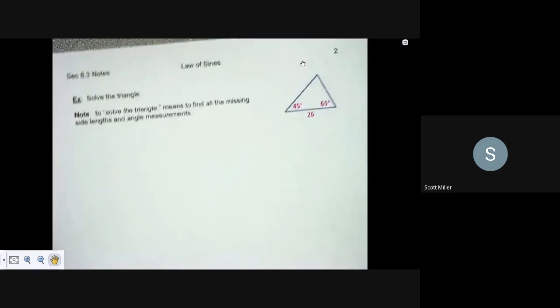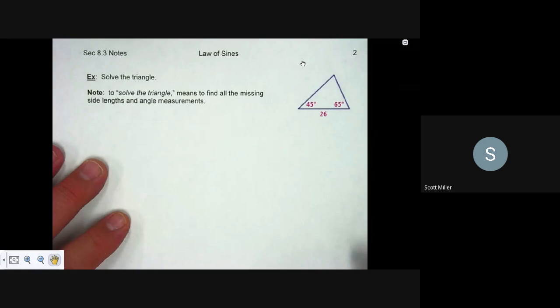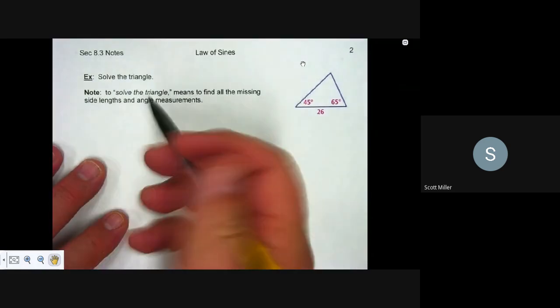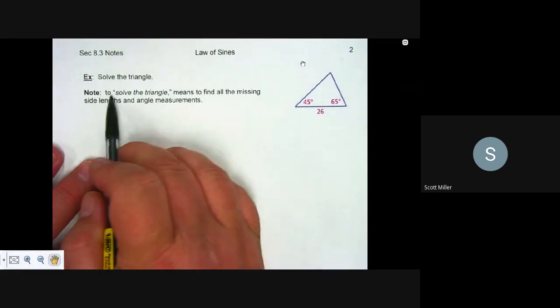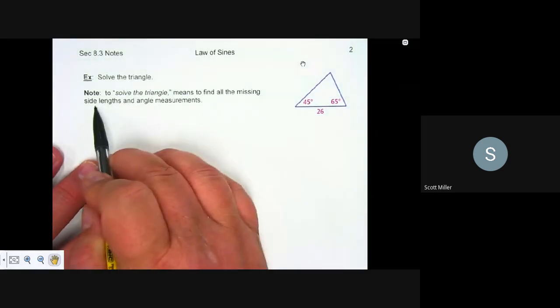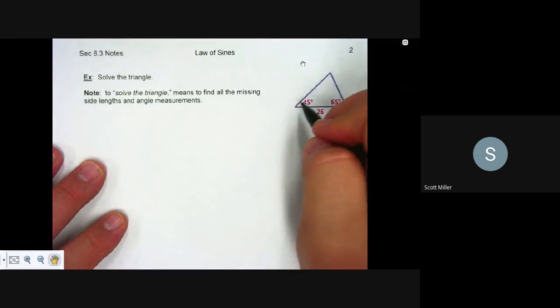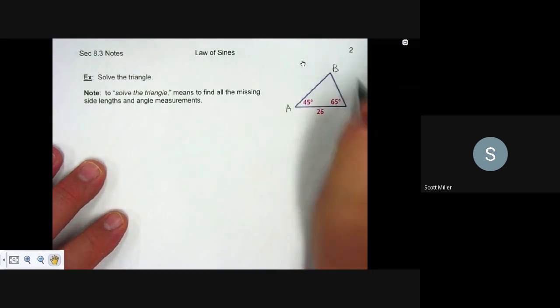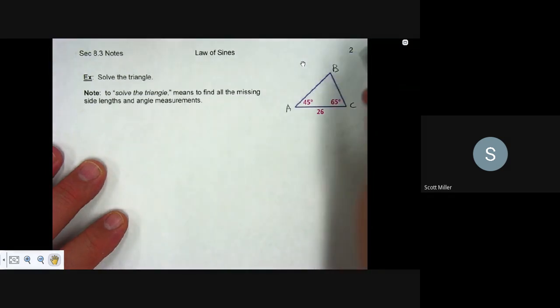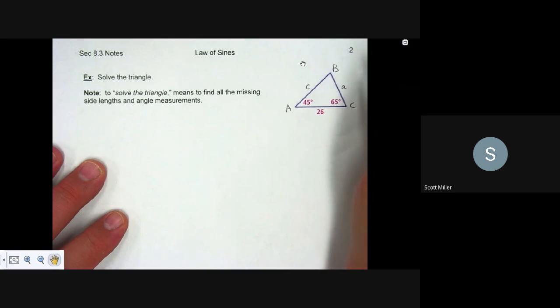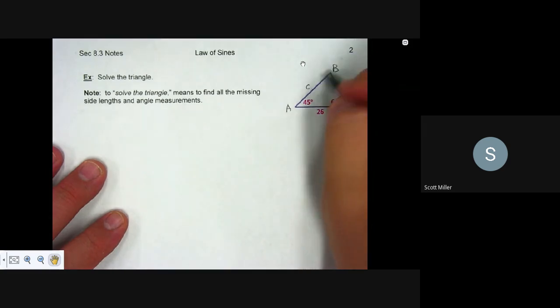Let's look at the next page. The next page has this question, and it's a standard question, so that's why I wanted to talk about it. It says, solve the triangle. What does it mean to solve the triangle? To solve the triangle means to find all the missing side lengths and angle measurements. So if I'm given this problem, we can label this A, B, and C. You see that I am missing side A, side C, and angle B. So I need to find these three pieces of information, given these three pieces of information.